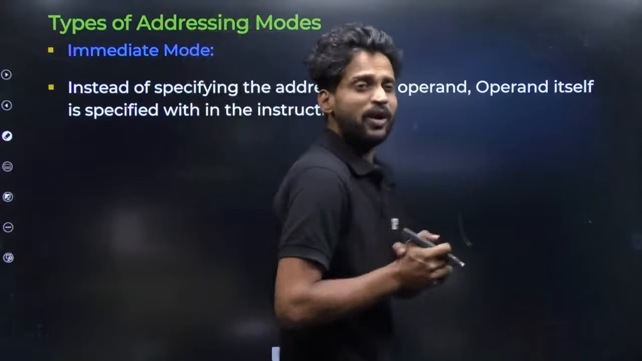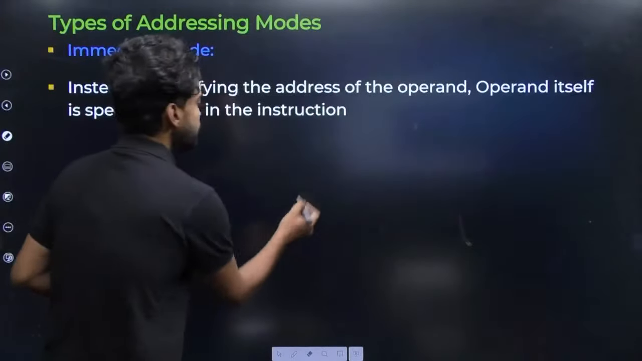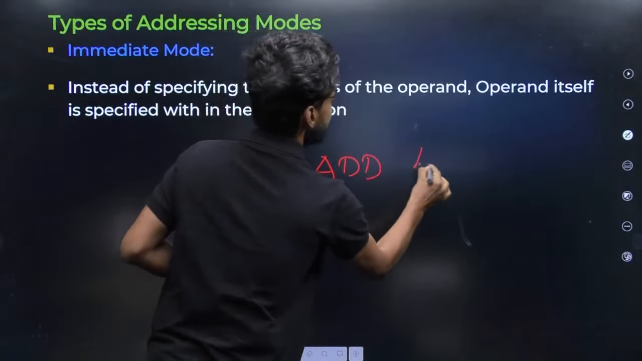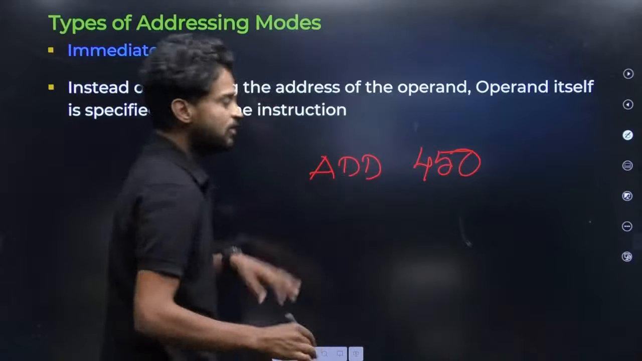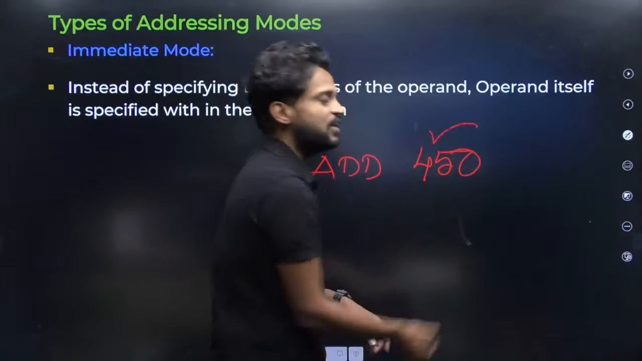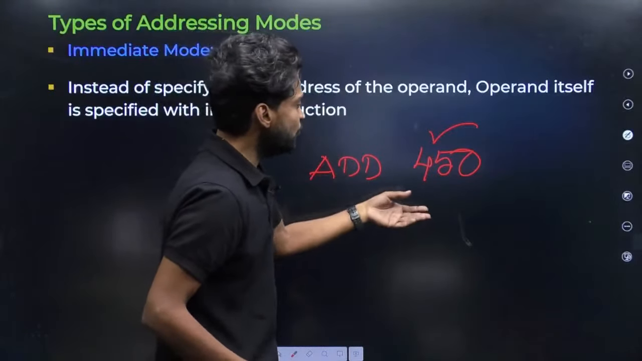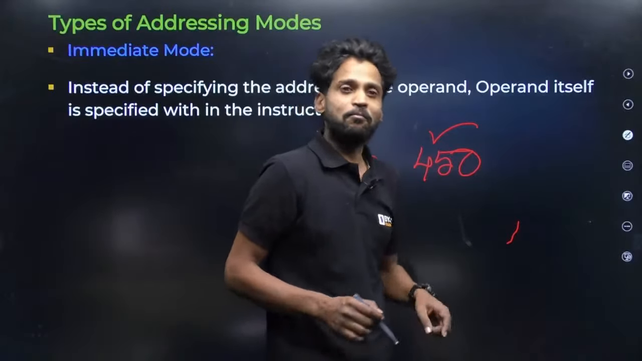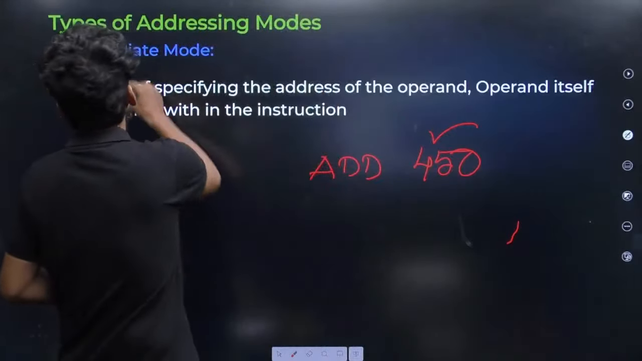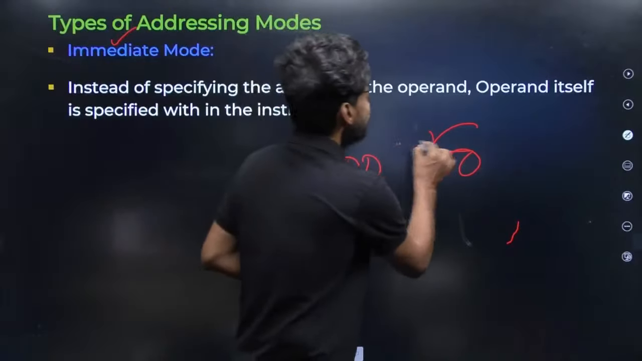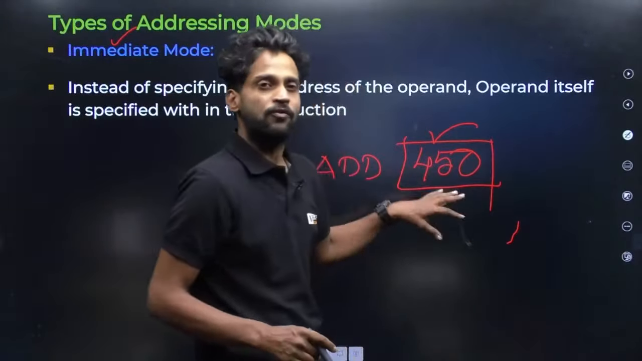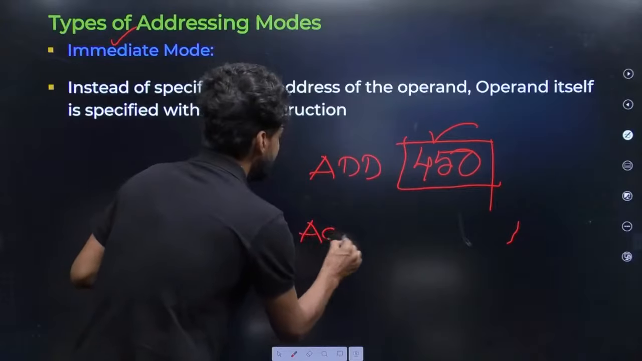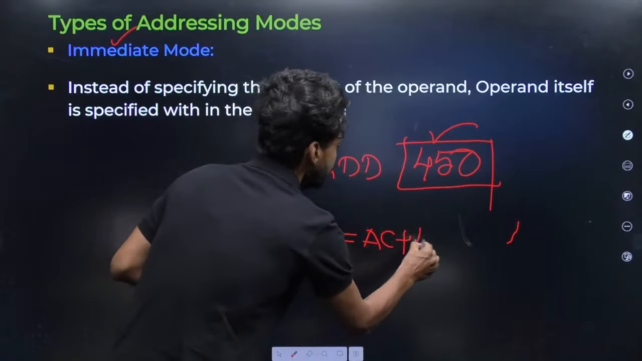Immediate mode. What exactly is this immediate mode? Let me give the same old example. Add 450. This is the instruction. In the direct addressing mode, 450 is a direct address. In the indirect addressing mode, 450 has one more address within the main memory. But in the immediate addressing mode, this 450 is the direct operand. The 450 itself is the operand. I hope you got the point. That is, accumulator is equal to accumulator plus 450.